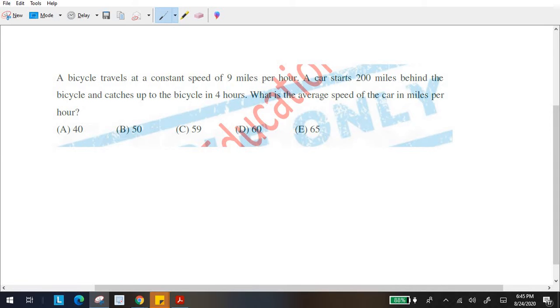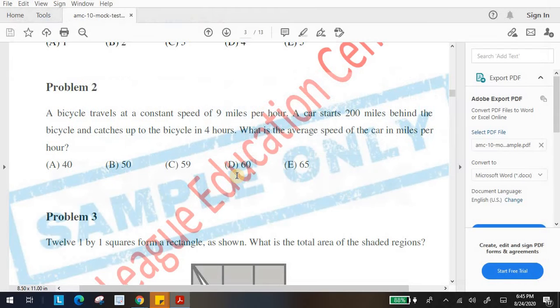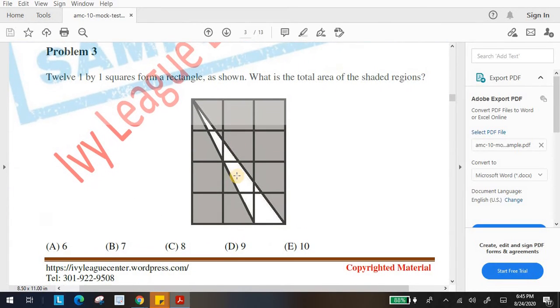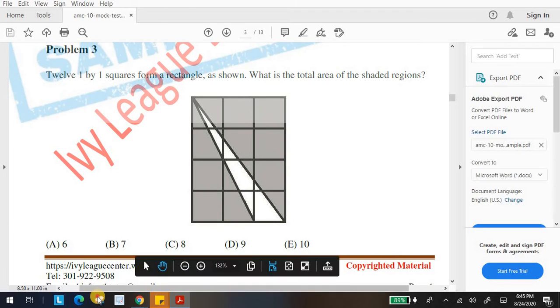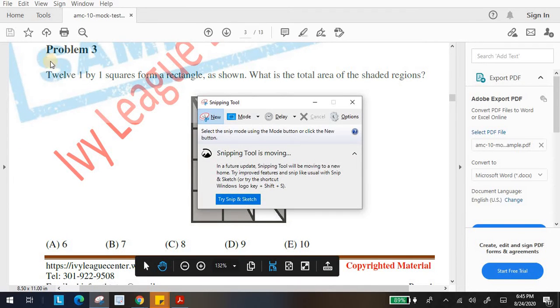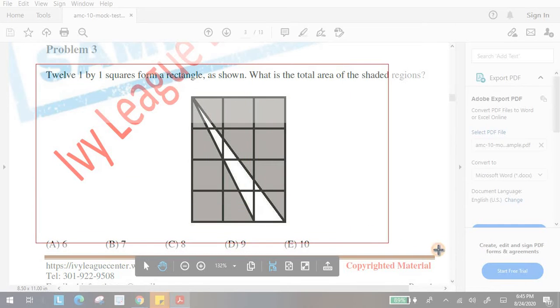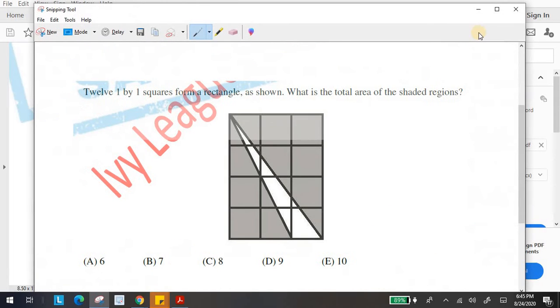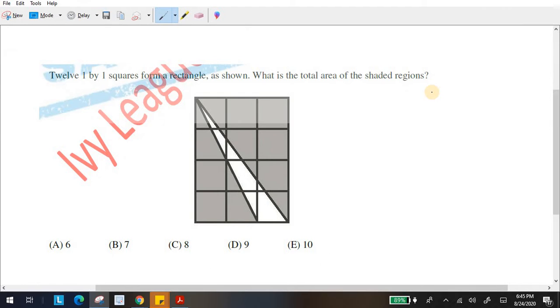Easy. Good. Epic. So 12 1x1 squares form a rectangle as shown. What is the total area of the shaded regions?